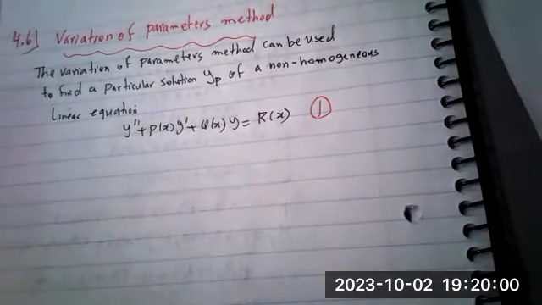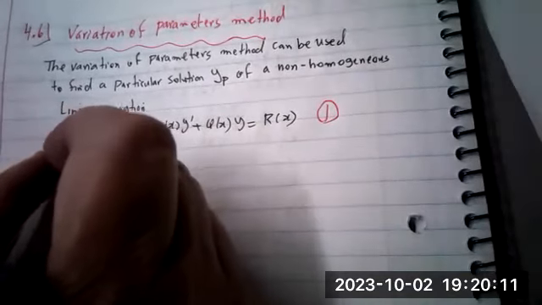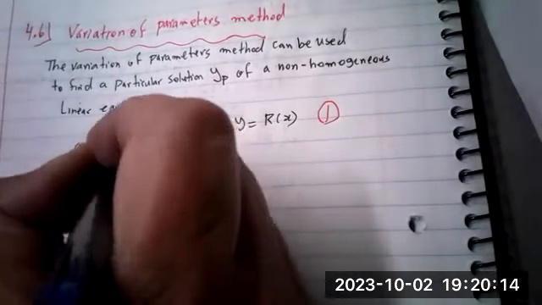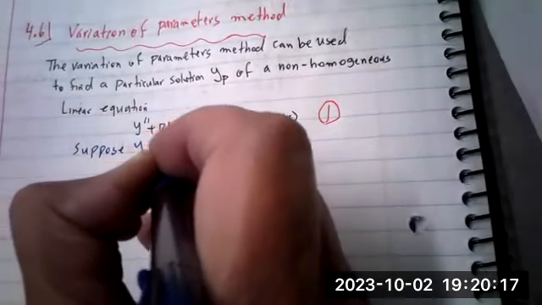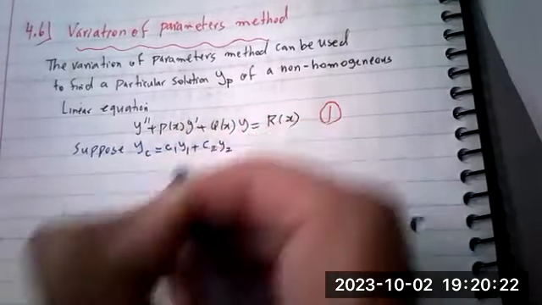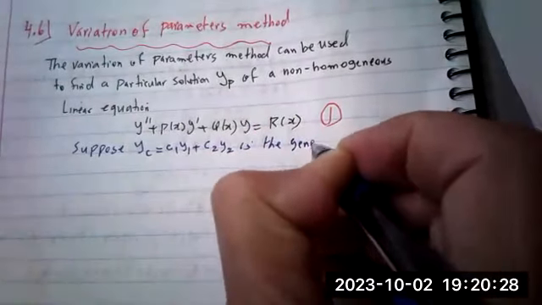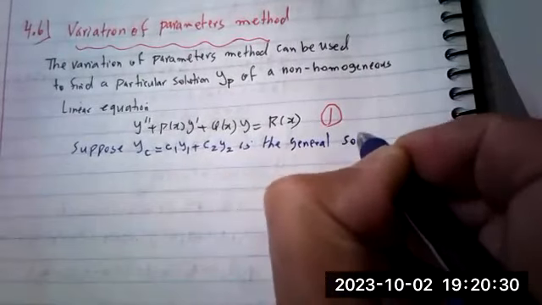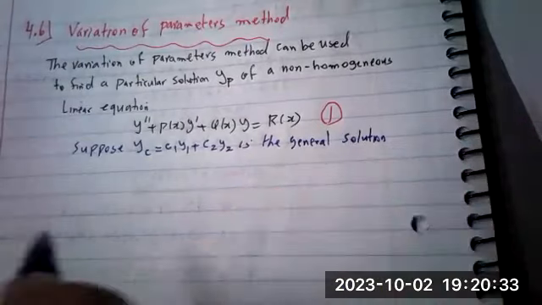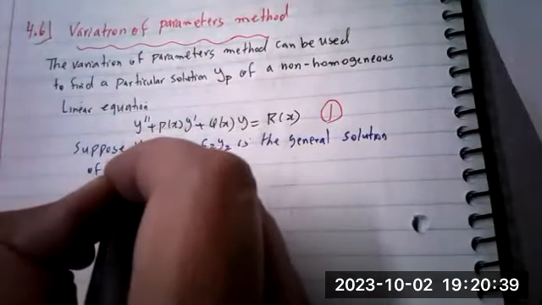Now, how does this method work? For this method, again, we have to have the yc. Suppose there is a method that we're able to use to find the yc. yc would be c1 y1 plus c2 y2. This is the general solution as usual. The general solution of what? Of this homogeneous equation, the complementary homogeneous equation.